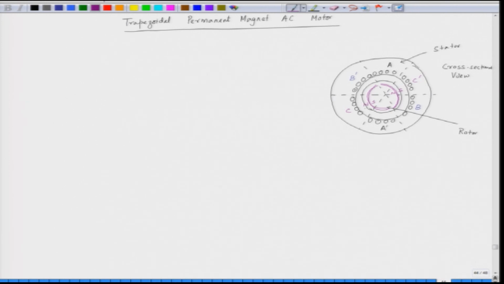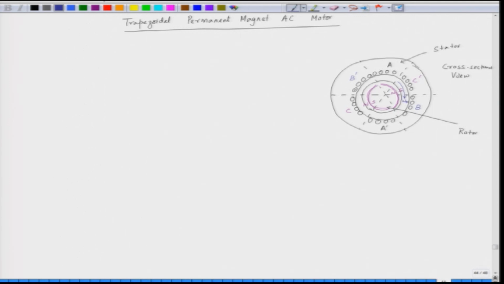We have a south pole and we have a north pole, and the rotor is rotating, let us say, in the clockwise direction, which is this direction. This is omega m, the speed of the rotor.